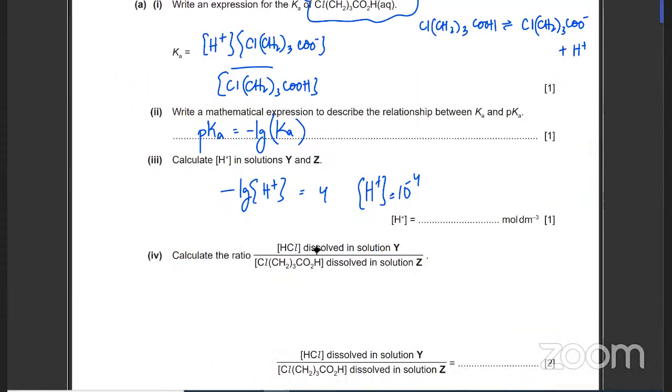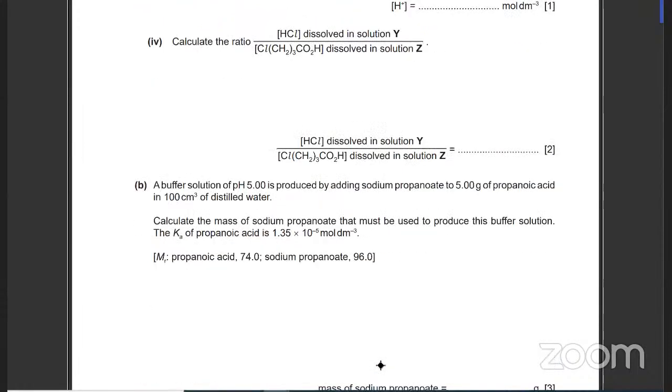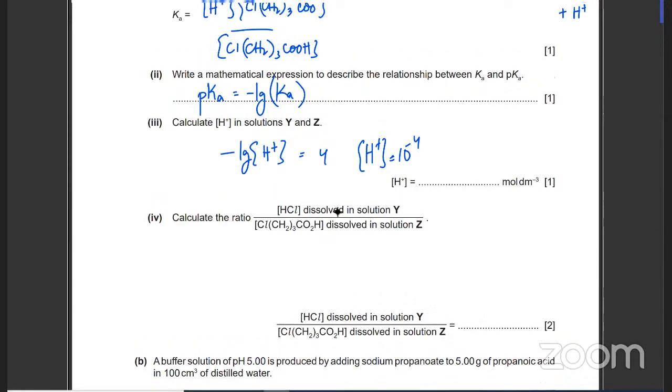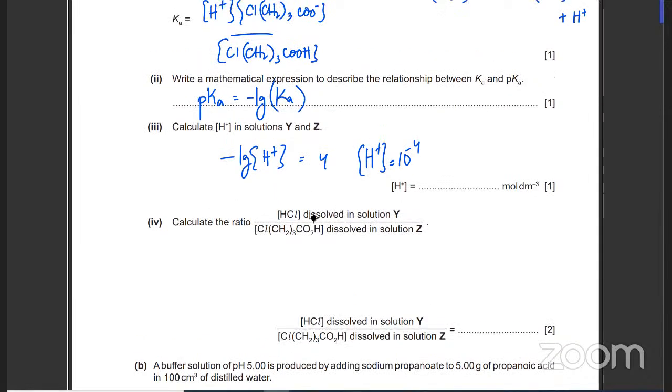Now calculate the ratio of HCl dissolved versus this. How do you calculate the ratio? The amount of HCl dissolved. Remember, both of them have the same pH. HCl is a strong acid, the first one. With a strong acid, there is no reversible reaction. It ionizes completely. So HCl is going to ionize and produce H plus 1 and Cl minus 1 ions.